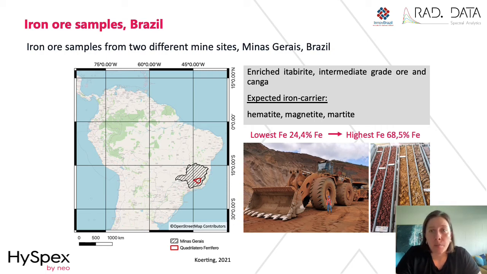Iron is very much active in the VNIR spectral range as a metal ion, and it's more like the different contaminants that we expect, for example, different clays, are active in the SWIR range. And for these samples, we have iron samples from 24% of iron to 68% of iron, so very much contaminated samples as well.